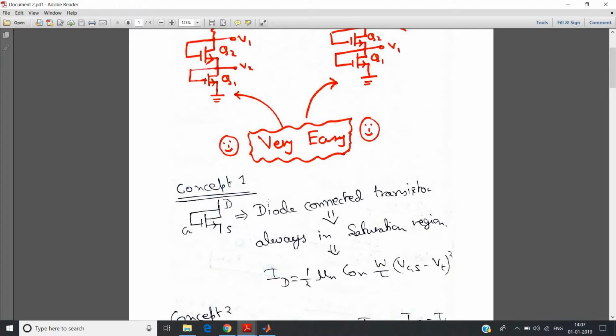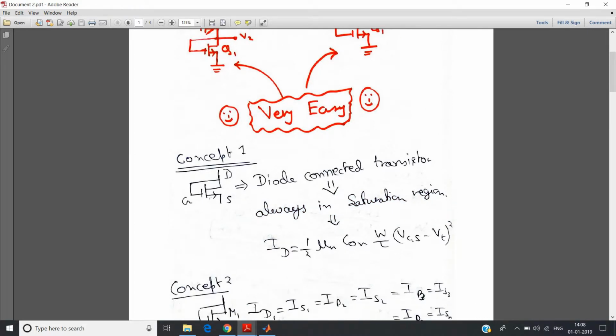That is concept number 1. Whenever you see that gate is short circuited with the drain, obviously this configuration is nothing but a diode connected transistor. So as you know, the MOSFET will always be in the saturation region in case of this type of configuration. So as the MOSFET is always in saturation region, we can say that the drain current formula is ID equal to half into mu n into COX into W by L into (VGS minus VT) whole square.